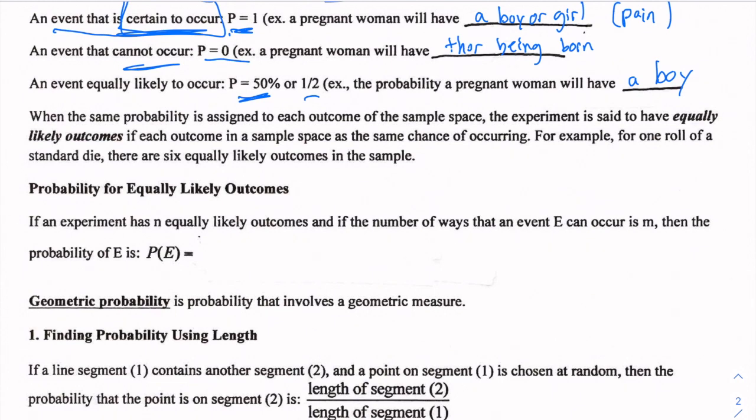Okay, what's important? There's a lot of words. I need to change these notes. When the same probability is assigned to each outcome of the sample space, the experiment is said to have equally likely outcomes. If each outcome in a sample space has the same chance of occurring. For example, if you roll a regular dice, 1 through 6, each outcome is the same. It's always 1 out of 6 for a 6-sided dice. That's what we call equally likely outcomes.